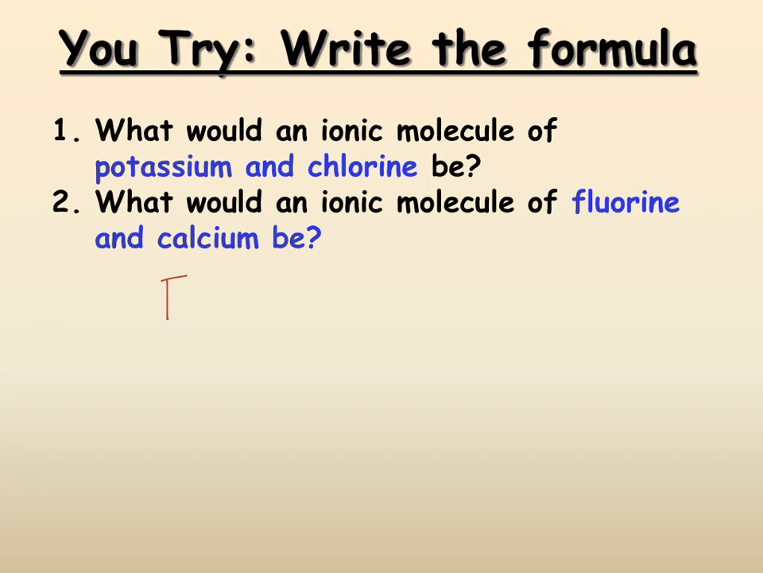So fluorine is 1-, calcium is 2+. So we have 1- and 2 positives, so in order to make that cancel out and be neutral, we would need 2 fluorines and 1 calcium. One thing that will come in handy, and as we get into naming will become more familiar, the positive cation always goes first. So it'd be CaF2. So cation is always written first.